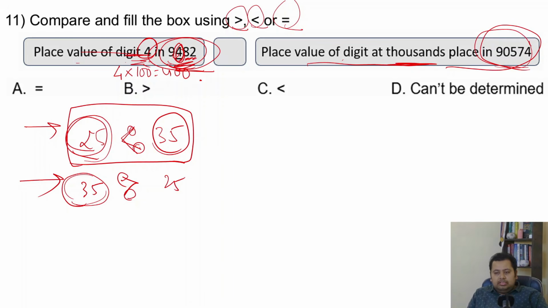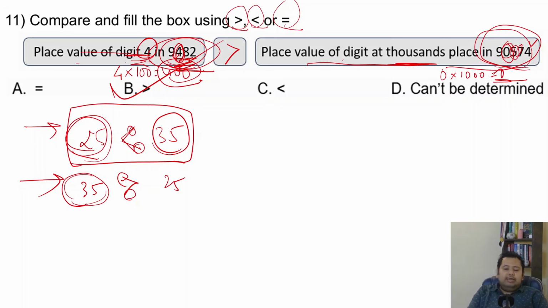Let's find out. So this is ones place, this is tens place, this is hundreds, and this is thousand, right? So it is nothing but 0 multiplied by 1000 is your place value of digit at thousands place, which is nothing but 0. So obviously 400 is greater than 0, right? So option B is your correct answer. Hope you got this one correct. If not, I'm sorry, you learned something new.